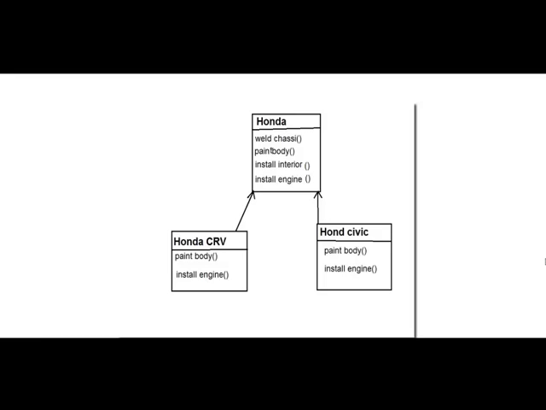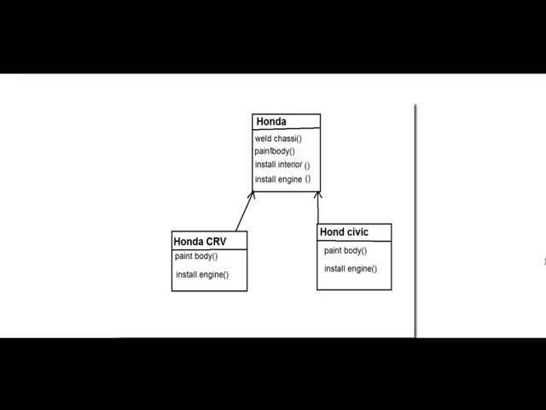Because the two methods, installing the engine and painting the body, are going to be handled differently between the two cars, Honda Civic and Honda CR-V, we decided to make these two methods abstract. And Honda itself is going to be abstract because it's going to be implemented by the two cars. So the idea is really simple. You have the main class Honda and it has some methods, and some of these methods are going to be handled differently by the classes that implement them, and basically that's the whole idea of the template pattern.